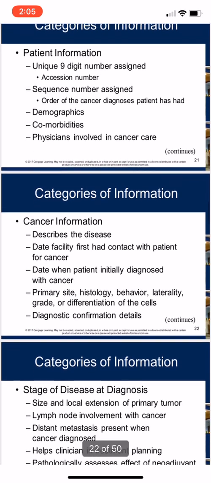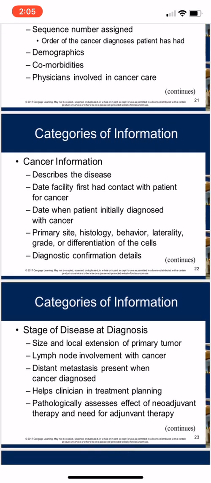Then we have our cancer information. This is going to be the information that describes the disease. Data items included are the class of case, which describes the relationship the patient had with the facility reporting the cancer. In addition, the facility that referred the patient to the reporting facility and any facility to which the reporting facility referred the patient are included.